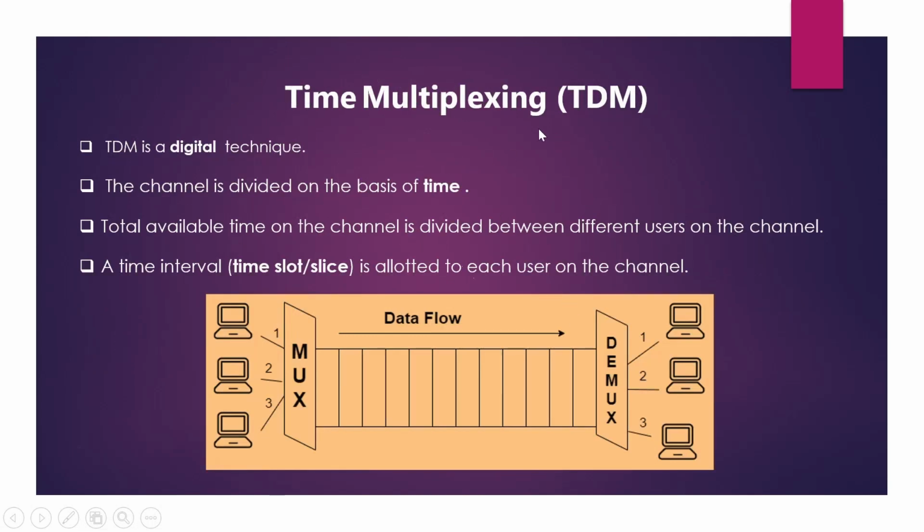Similarly, we have another technique known as time division multiplexing, in short called TDM. TDM is a digital technique. So here is the difference. The previous two were analog techniques. This one is a digital technique. In this case, the channel is divided on the basis of time, not on the basis of frequency, not on the basis of wavelength. So what does that mean? That means the total available time on the channel is divided between different users on the channel.